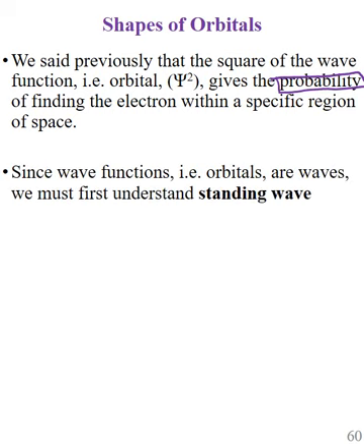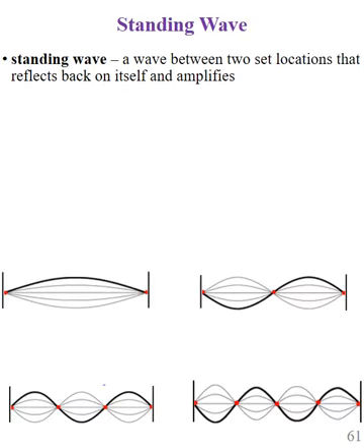Now, since wave functions, or orbitals, same thing, are waves, we must first understand standing waves. So let's talk about standing waves next. A standing wave is a wave between two set locations that reflects back on itself and amplifies.